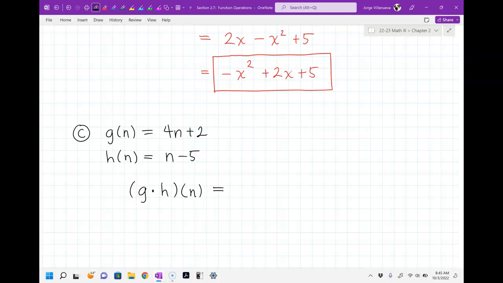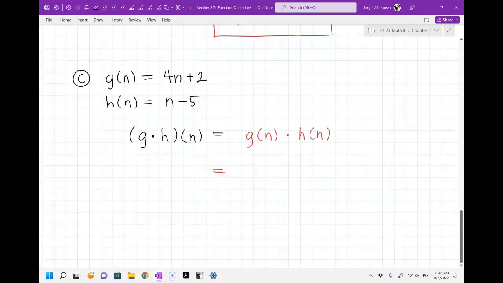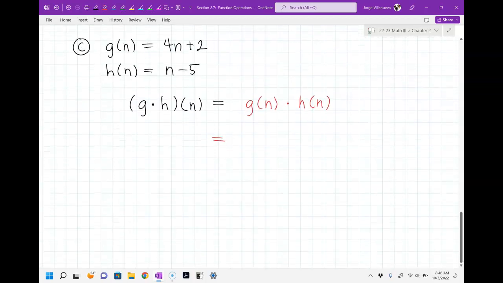So remember, rewrite it first. Rewrite it as g of n times h of n. Now write down your g of n, which would be 4n plus 2. And you're going to multiply it times h of n, which would be n minus 5. And at this point, hopefully you remember, when you have a binomial times a binomial, you're supposed to use distribution, or some people like to call it FOIL, but you're going to be distributing.